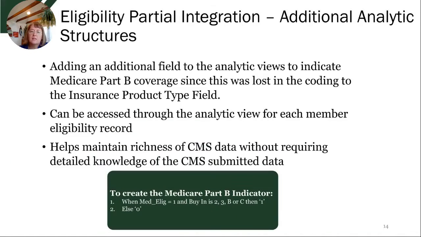So one way to get around that is with the partial integration. So creating a separate indicator in an analytics view of who has Medicare Part B, because that's not a standard part of states' APCD intake fields, but it is very important when analyzing APCD data and especially Medicare data. And so through creating analytic structure, we can decide that we want to have a separate indicator flag for Medicare Part B. And that allows all the analysts to access it without having to go through all of the different claims eligibility files. And it really helps maintain that richness of the CMS data.